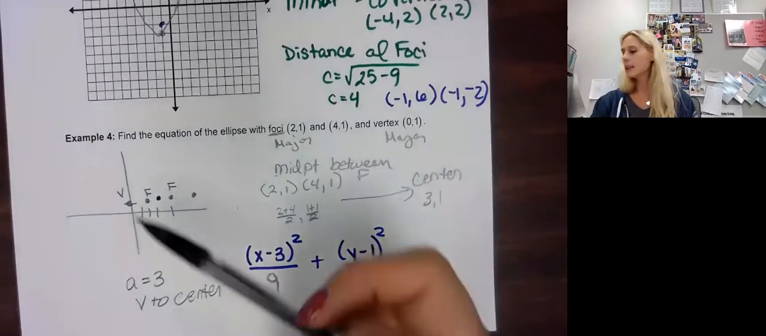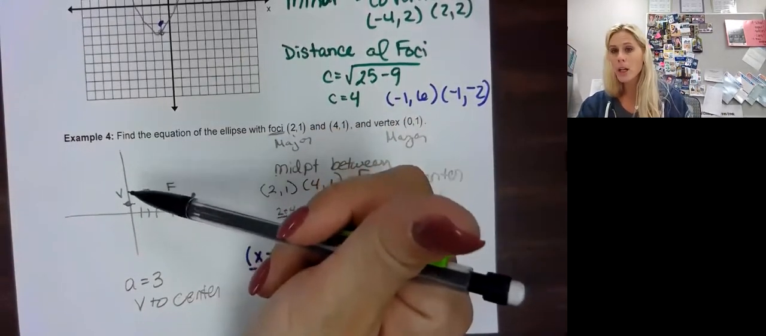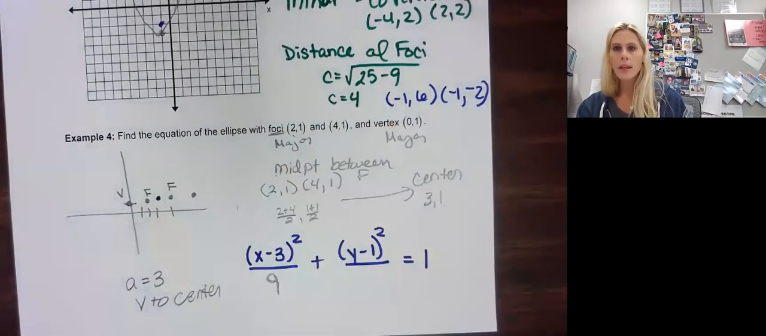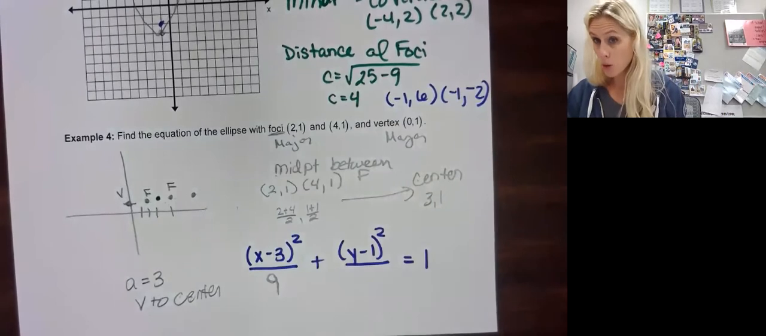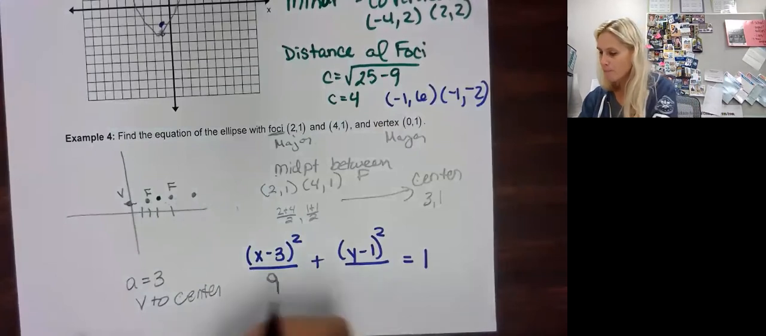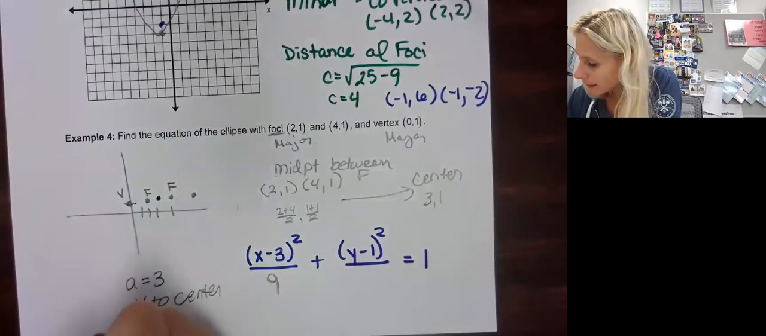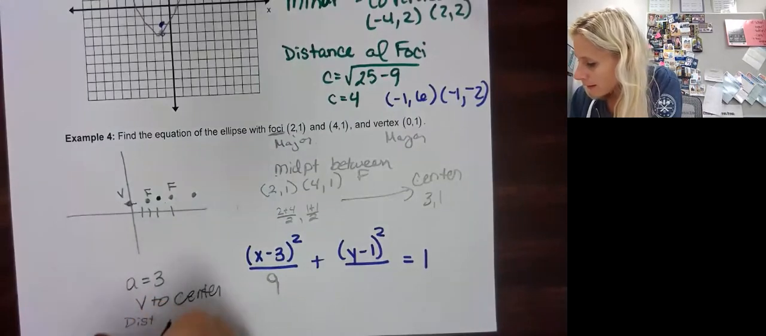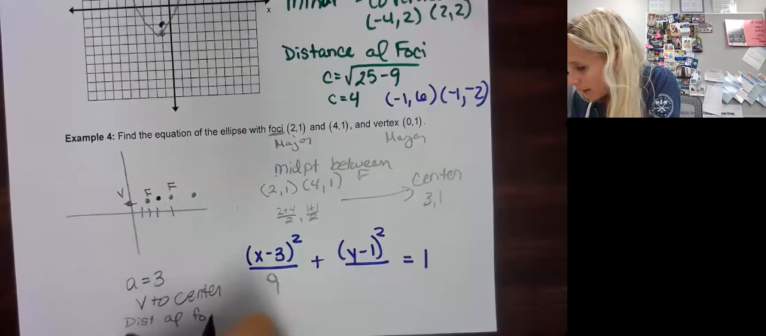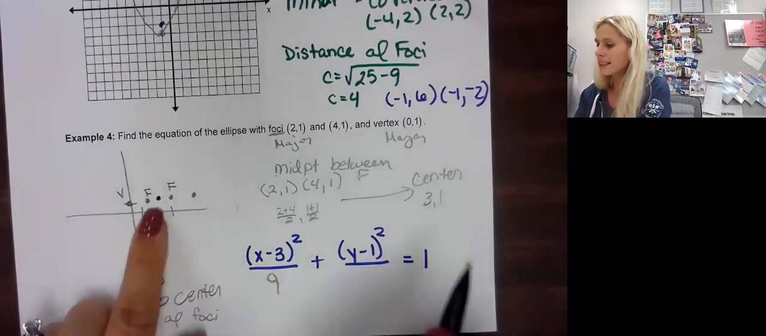All right, as you can see from our diagram here, our B is our vertical distance away from the center, but we don't know that. We just know it should be less than 9. Well, how do we find that? We find it from the distance of the foci. Okay, so distance of foci, and the distance of the foci is from the center, right?